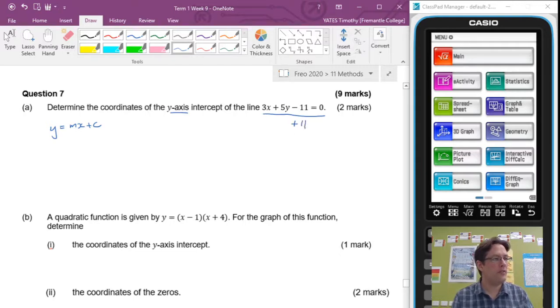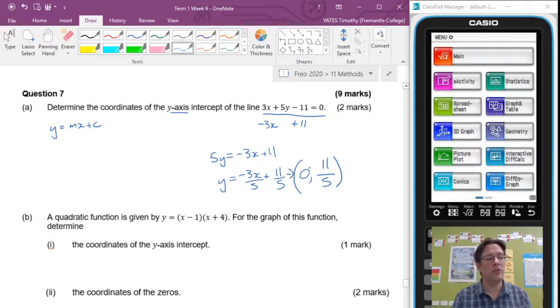We add 11 to both sides and we subtract 3x from both sides. We end up with 5y equals negative 3x plus 11. But we haven't gotten y on its own yet, so we need to divide both sides by 5. Negative 3x on 5 plus 11 on 5. The y-axis intercept will be when x equals 0, so it's just going to be 11 on 5. It's the coordinates we want, so we want to basically say that the x is not changing. We know x is equal to 0. That means that the coordinates will be 0 and 11 on 5. Pretty straightforward.